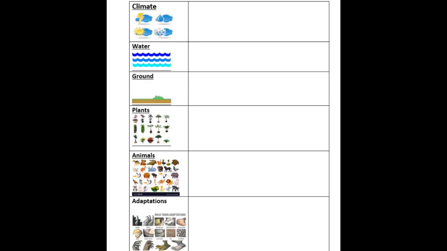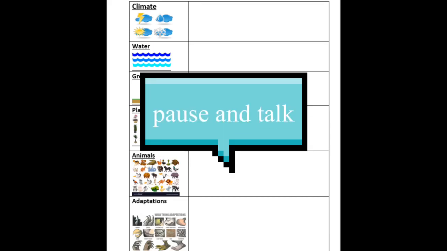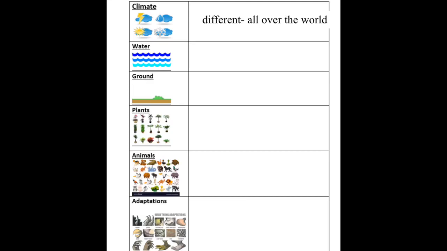Now, let's share about what you learned about a freshwater habitat. How is the climate in the freshwater habitat? Pause and talk. The climate varies because fresh water is all over the world. How about the water source? Pause and talk. We learned that rain or melted snow and ice make up fresh water. What about the ground? Pause and talk.